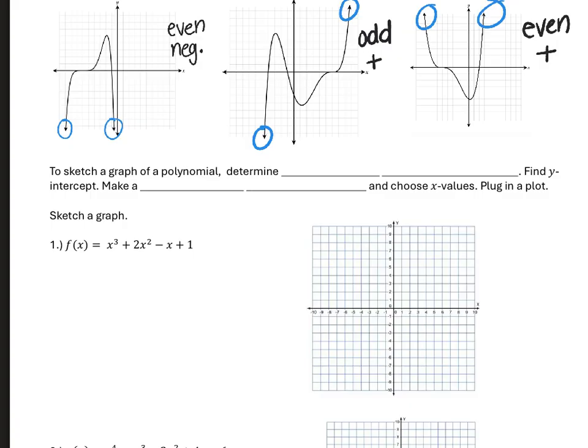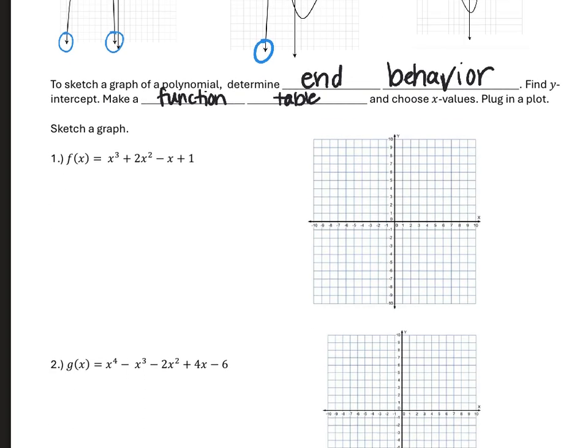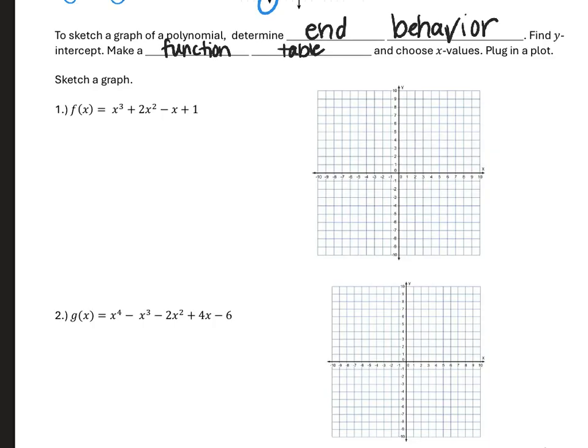So to sketch a graph, here are our steps. Number 1, determine the end behavior. So we are going to look at the leading term: even, odd, positive, negative, and find the y-intercept. Then we can make a function table, because I feel like this is something we're weak on, that we don't remember that we can graph any function by choosing an x value and getting a y value out so that we can do ordered pairs. I want to practice this because sometimes you get stuck and you don't know how to graph stuff. This is how you can always graph if you don't have a calculator.